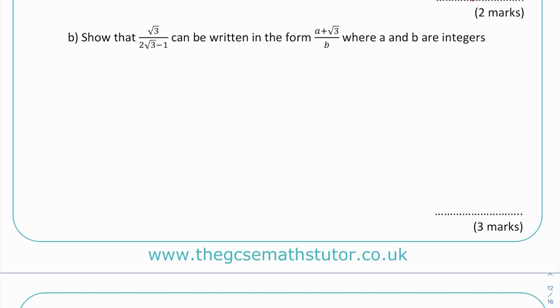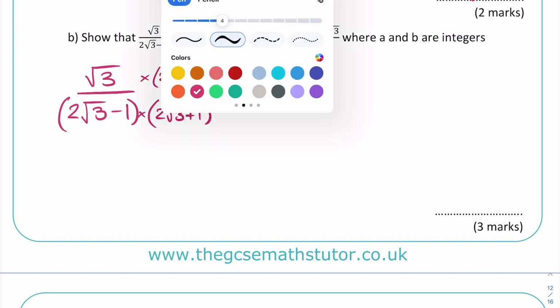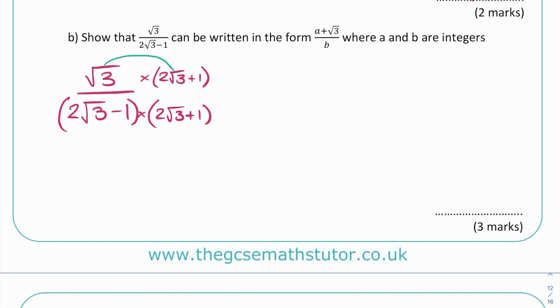Part B, we've got a slightly trickier one. Show that root 3 over 2 root 3 minus 1 can be written in the form a plus root 3 over b, where a and b are integers. So when we're doing that, you want to multiply the top and bottom by the 2 root 3, but we are going to change that symbol to a plus 1. So we're going to multiply it by 2 root 3 plus 1, and the bottom by 2 root 3 plus 1 as well. Now that means we're going to have a double bracket on the bottom and a single bracket on the top. So root 3 times 2 root 3, well, that'd be 2 times 3, which is 6.